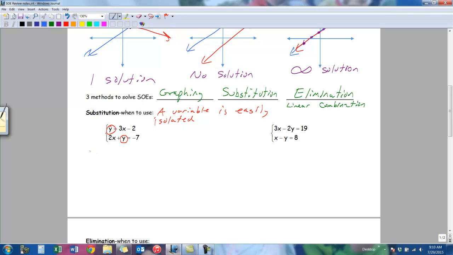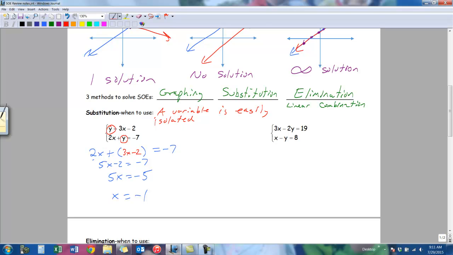So what we have here is everything staying the same, 2x plus, but instead of y, we're going to substitute. And what's going in for y? Well, the 3x minus 2. All right, now since there's only one variable, it's easy to solve. So 2x plus 3x is 5x minus 2 is equal to negative 7. Add 2 to both sides, you get 5x is equal to negative 5. x is negative 1.